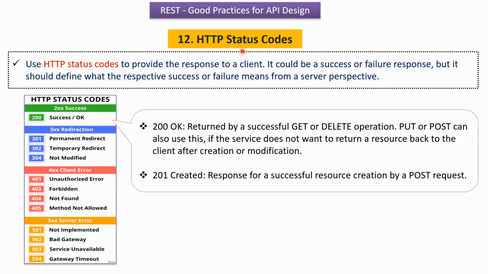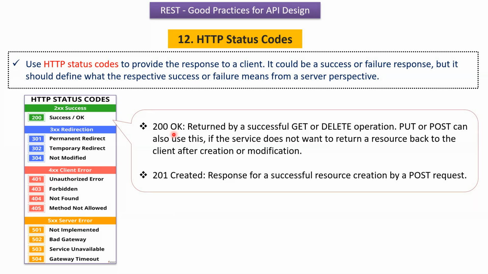Now we will see HTTP status codes. We have to use HTTP status codes to provide the response to the client. It could be a success or failure response, but it should define what respective success or failure means from a server perspective. Here you can see HTTP status codes, 200 level which are success, 300 level which are related to redirection, 400 level which are related to client errors, 500 level which are related to server error.